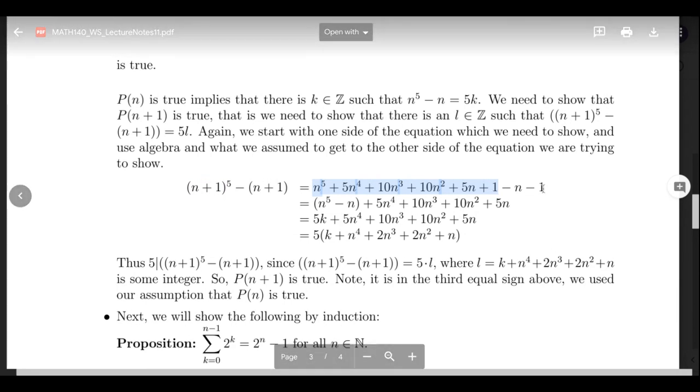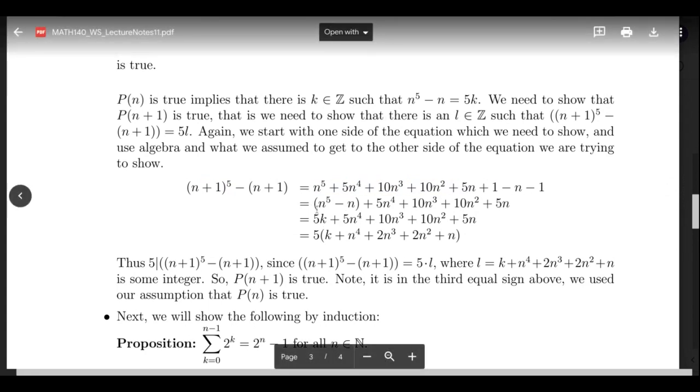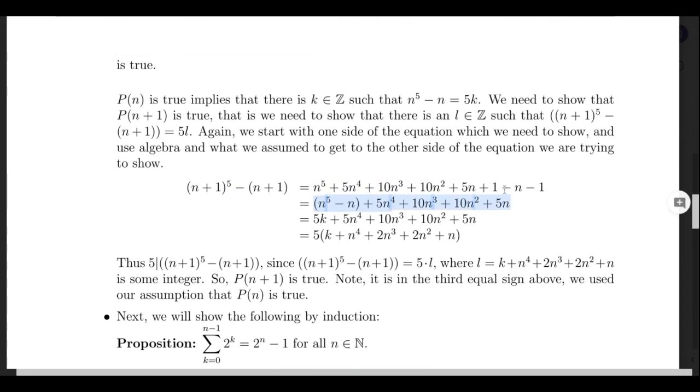Now minus n minus 1, right? So simplify 5n minus n, that becomes 4n, but anyway, we don't have to do that. So look at the second one. We moved minus n to go with n raised by 5, so we have n raised by 5 minus n. Then plus 5n raised by 4 plus 10n raised by 3 plus 10n squared plus 5n, because 1 minus 1 becomes 0.